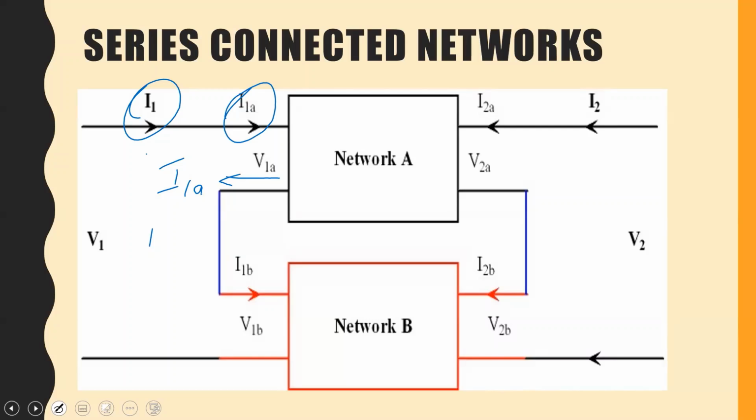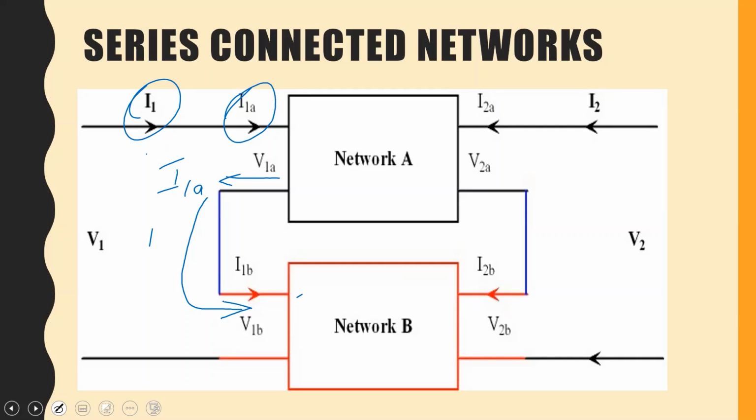The current entering one terminal of a port will be the same current leaving the other terminal of the same port. So if I1A is entering the upper terminal, it's the same current leaving the lower terminal. Based on the connection, this is the same current that will enter the upper terminal of network B. And by definition, the current leaving one element being the same current that enters the other element means that the two are in series. So we come back to the definition. All right? So it means, therefore, that networks A and B are in series by virtue of the current flow.